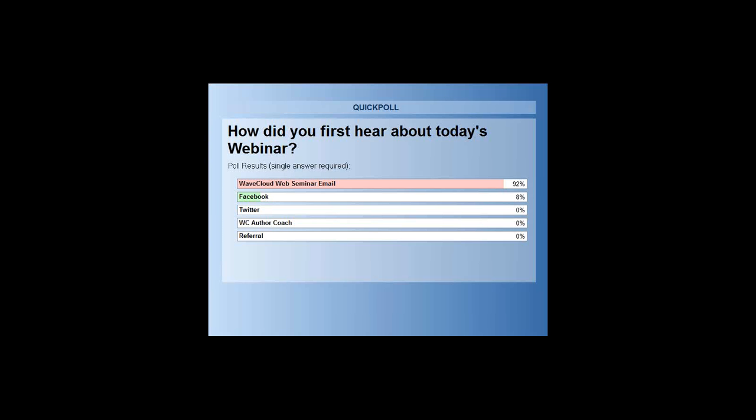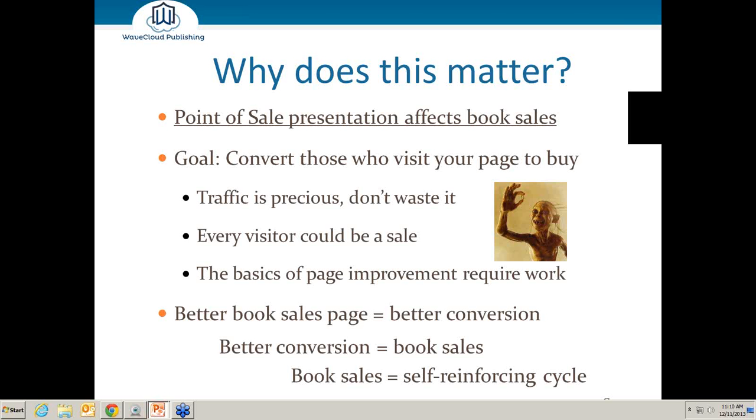Why is it important to make these changes to your Amazon book page? Well, fundamentally, what you're altering is your point of sale presentation. The place where someone who's browsing through the Amazon bookstore, maybe they've heard about you, maybe your book was recommended to them, and this is essentially them virtually picking up your book off the shelf and reading it. Maybe reading a few pages, maybe reading the blurb you have on the back cover, maybe taking a look at your book cover art. Fundamentally, your goal is to convert as many of those who visit your Amazon book sales page into buyers.